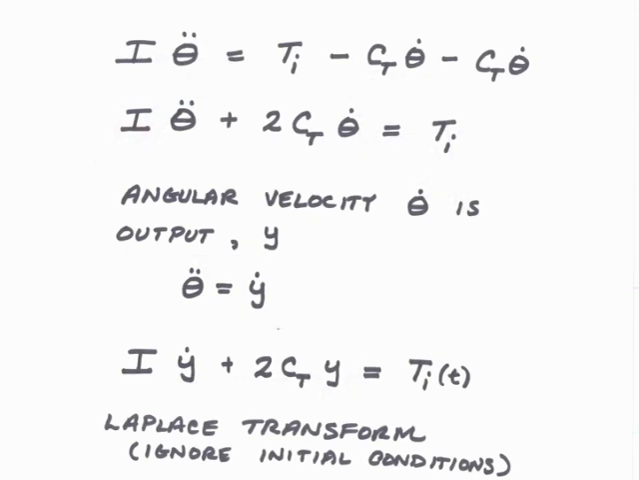We then substitute these expressions for bearing torque into our differential equation. This yields I theta double dot equals Ti minus Ct theta dot minus Ct theta dot. And of course I can simplify that to I theta double dot plus 2Ct theta dot equals Ti. We're going to have the angular velocity theta dot be our output, call it y, so theta double dot is equal to y dot. Now changing our variables, our differential equation becomes I y dot plus 2Ct y equals Ti.